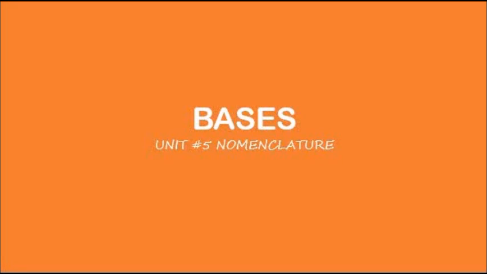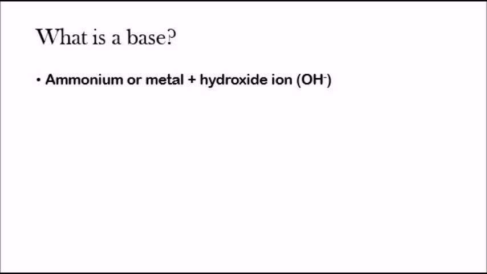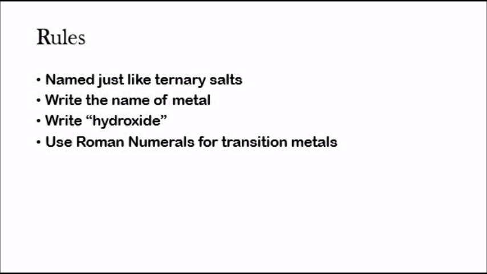Today we're going to be talking about how we name bases. So what is a base? A base is ammonium or metal plus the hydroxide ion. And the way we name them is pretty simple. We name them just like ternary salts. We write the name of the metal, we write hydroxide, and we use Roman numerals for transition metals. This should be very easy.